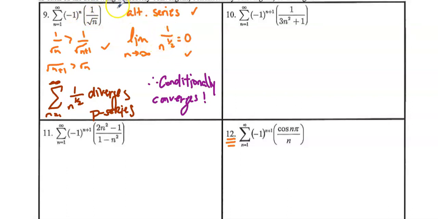And so I rewrote this as 1 over the square root of n, which is 1 over n to the 1/2. It's a bottom-heavy function, so it's equal to 0. And so once we've done that, we now know that this actually converges.